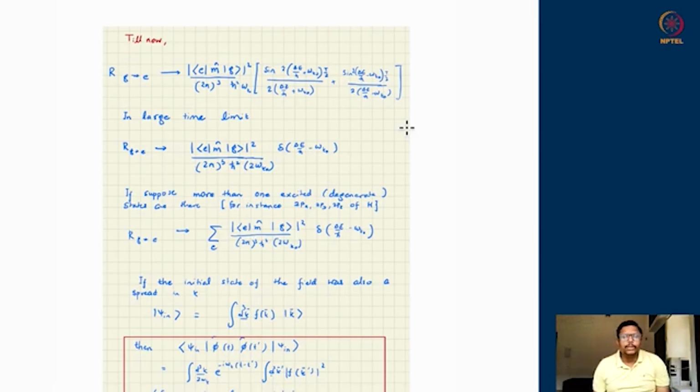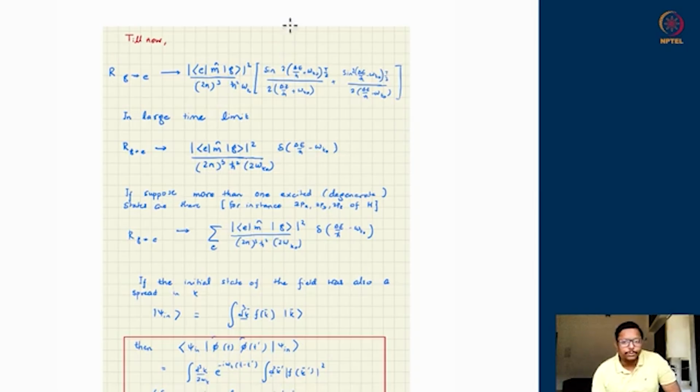So till now, we have discussed the interaction of atoms with background quantum fields, and we have seen that as a result, the atom makes transitions across its excited and ground states with certain probabilities, and we can define a transition rate for this procedure to happen.